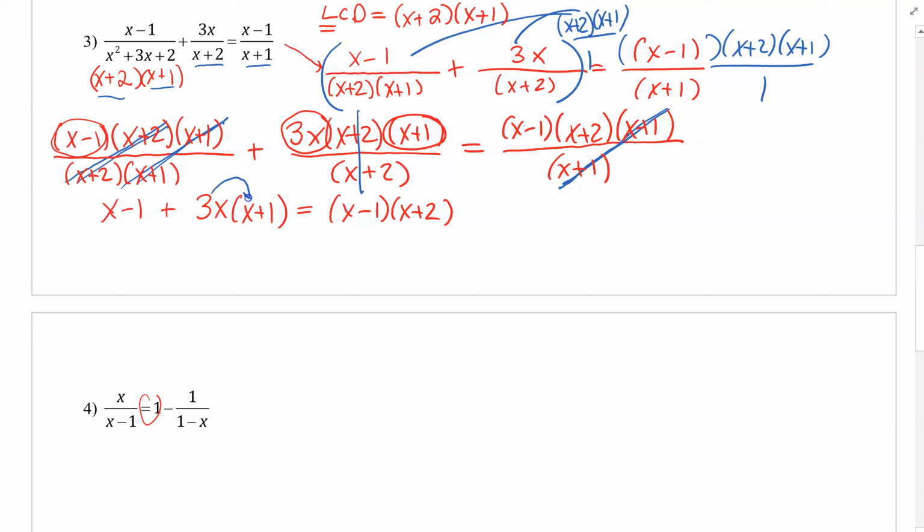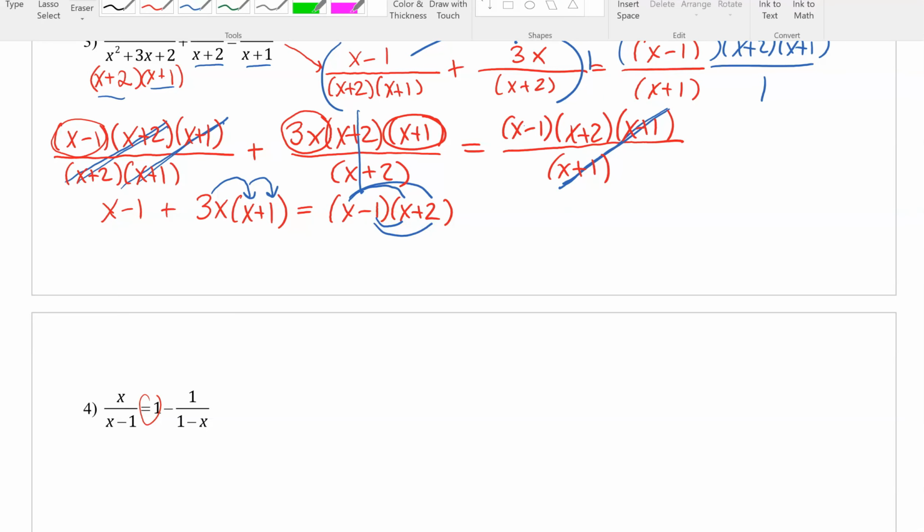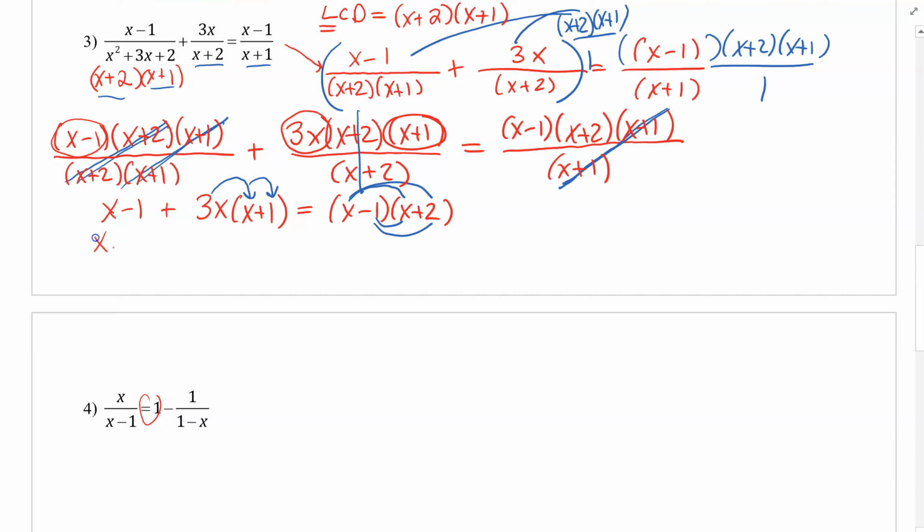Okay, so I'm going to distribute the 3x to the x plus 1 on the left, and I will FOIL x minus 1 times x plus 2 on the right. So on the left, I have x minus 1 plus 3x squared plus 3x. On the right, I have x squared plus 2x minus 1x minus 2.